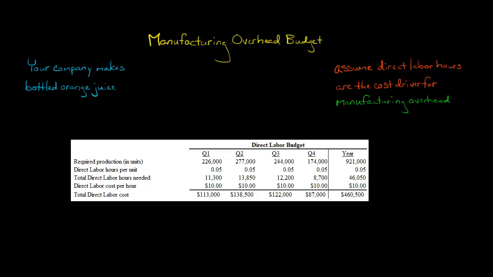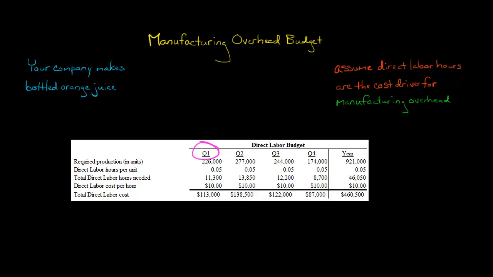In this video, I want to show you how to put together a manufacturing overhead budget. So let's say that your company makes bottled orange juice, and I'm going to assume here that direct labor hours are used as a cost driver for allocating manufacturing overhead. Doesn't have to be the case. It could be the company uses machine hours or something like that, but we're going to assume direct labor hours are the cost driver, and so therefore to put together the manufacturing overhead budget, we're going to need the direct labor budget because that's going to tell us how many direct labor hours are used in each period.